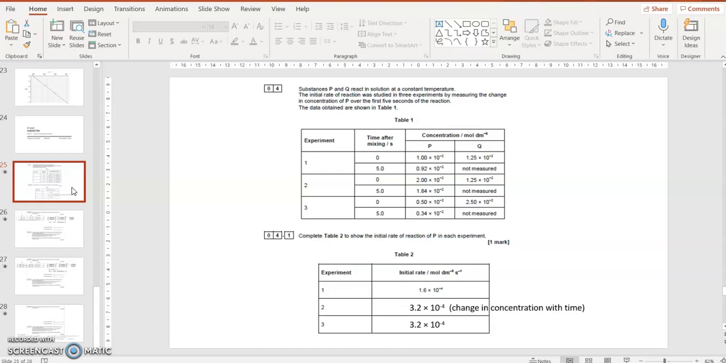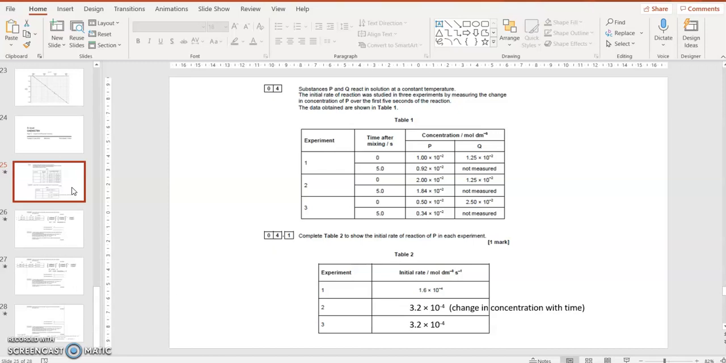So let's have a look at experiment 1. The concentration changed from 1 times 10 to the minus 2 to 0.92 times 10 to the minus 2. If you subtract that, it ends up as 0.08 times 10 to the minus 2. That's the change in concentration divided by how much time it took. That was over 5 seconds, so you divide by 5. So it's 1 times 10 to the minus 2 take away 0.92 times 10 to the minus 2, which is 0.08 times 10 to the minus 2, divided by 5 seconds.